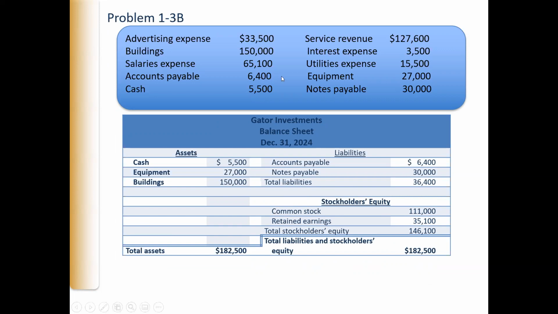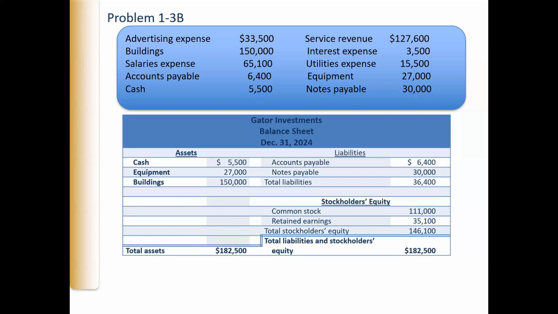As we look up here, we want the category assets. The accounts that show for assets would be cash, buildings, and equipment. That's it. So we are going to show those three accounts with the amounts. And total assets are 182,500.